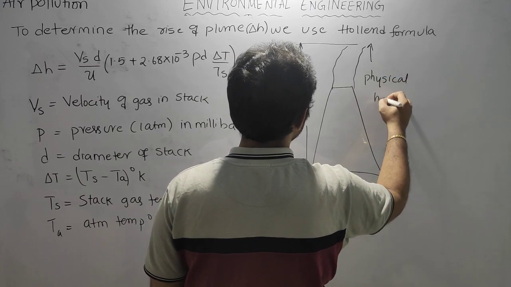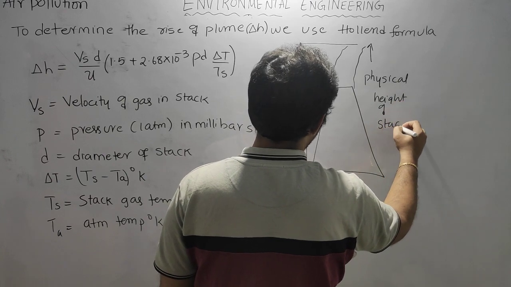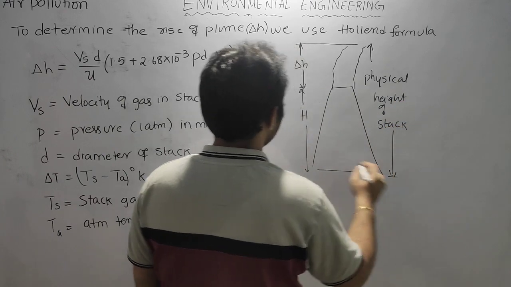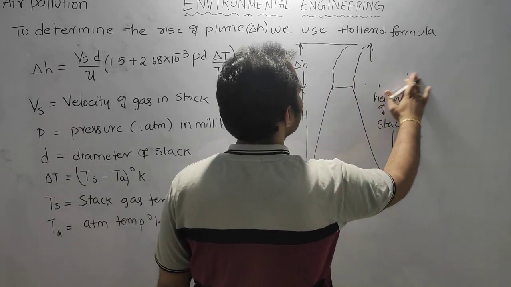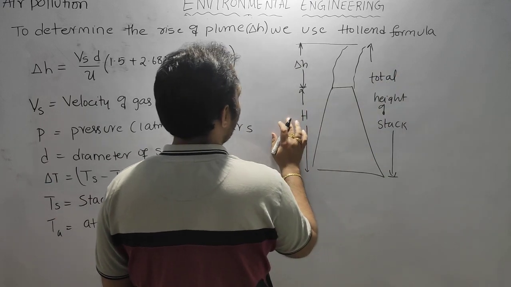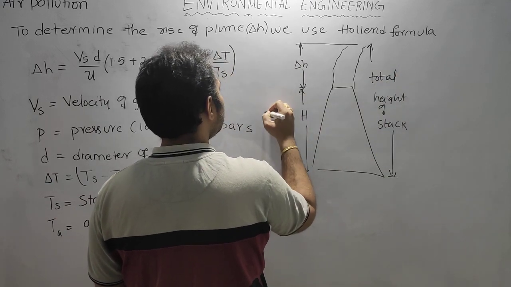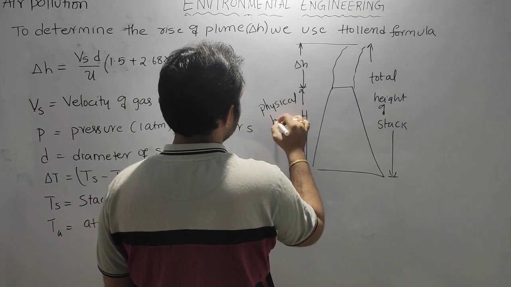Physical height of the stack. If h is the height of the stack, this is the total height of the stack. We consider this as the total height, where h is the physical height of the stack.